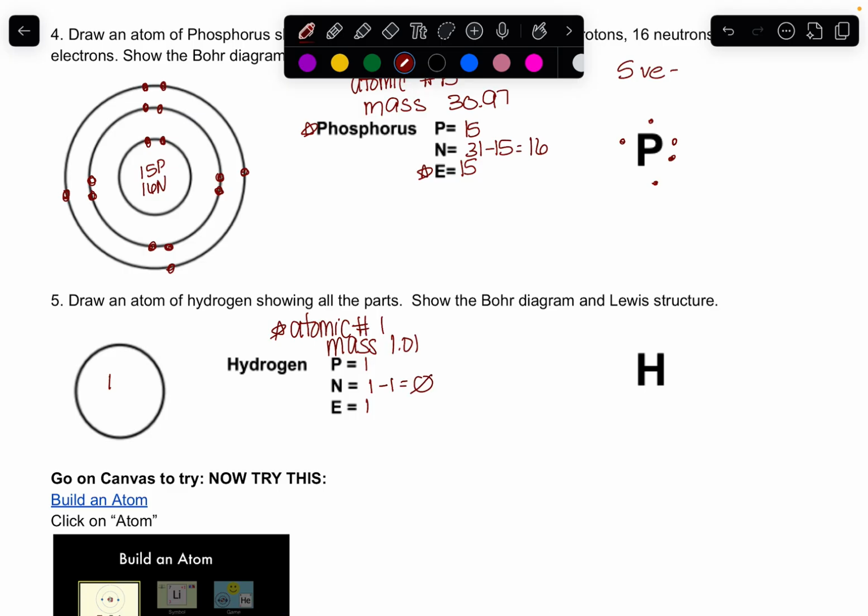I'm going to put my 1 proton in the middle. I'm also just going to put in there that I have no neutrons, and then I'm going to place my 1 electron. I only have 1 energy level, so that's my valence energy level there, which means I have 1 electron for my Lewis structure. There you go.